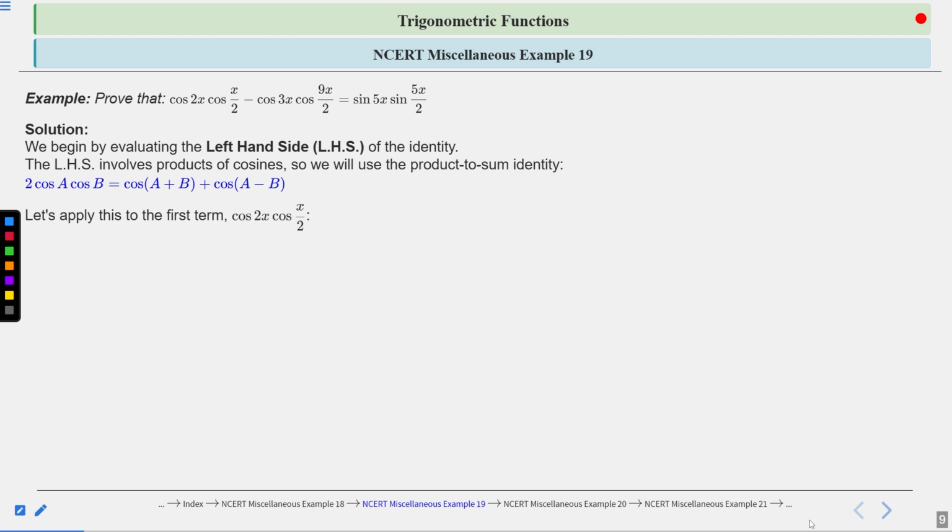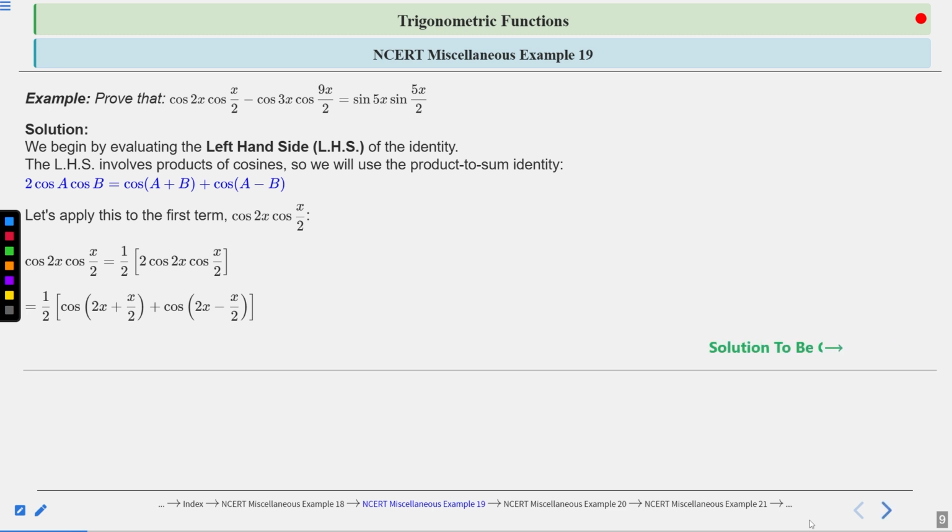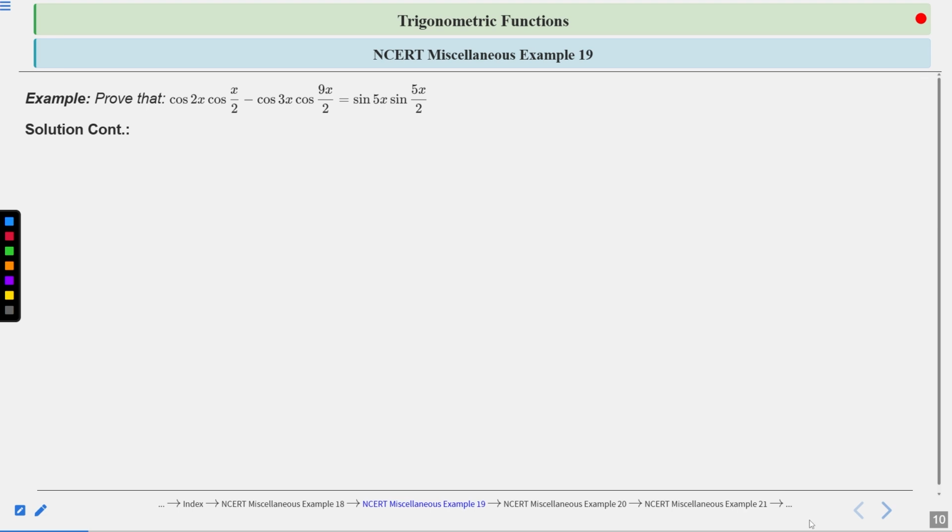We will get cos 2x into cos x by 2, which will be equal to 1 by 2 into 2 cos 2x into cos x by 2. It is now equal to 1 by 2 times cos 2x plus x by 2 plus cos 2x minus x by 2. Which is equal to 1 by 2 times cos 4x plus x by 2 plus cos 4x minus x by 2, which is equal to 1 by 2 times cos 5x by 2 plus cos 3x by 2.